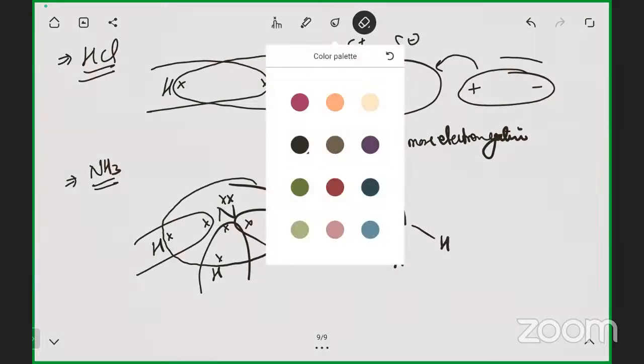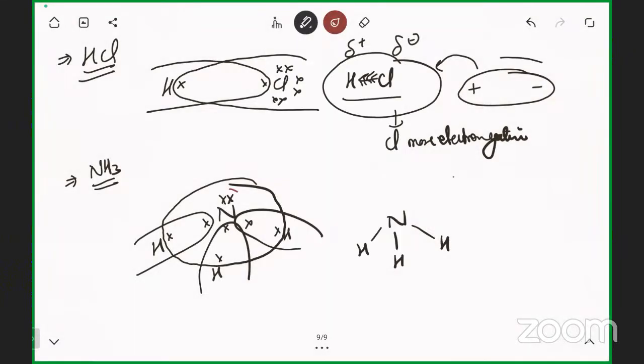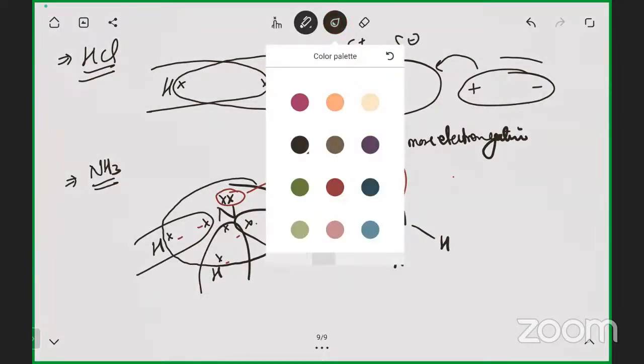But if I talk about these 2 electrons, what is the name of these 2 electrons? They are known as lone pairs. See, the electrons which are not participating in the bonding. These 6 electrons were participating in the bonding. But these 2 electrons present at the top of this nitrogen atom were not taking part in the bonding. So they are known as lone pairs. Clear? Yes, sir.